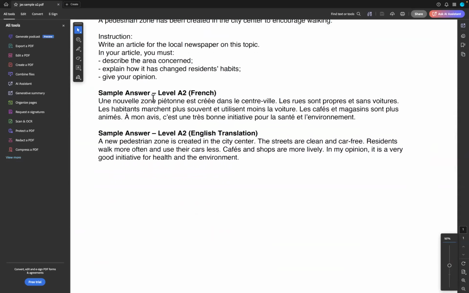On crée une nouvelle zone piétonne dans le centre-ville, that is, a new pedestrian zone is created in the city center. Les rues sont propres et sans voitures. The roads are now clean and without cars, so we can say they are car free. Les habitants marchent plus souvent. The residents walk more often, et utilisent moins la voiture, and they use their cars less. So the number of cars will be less.